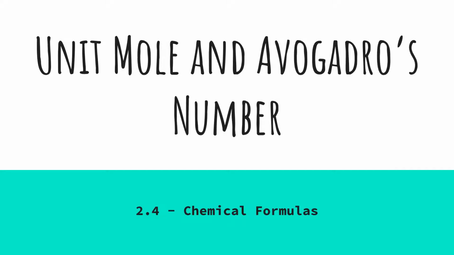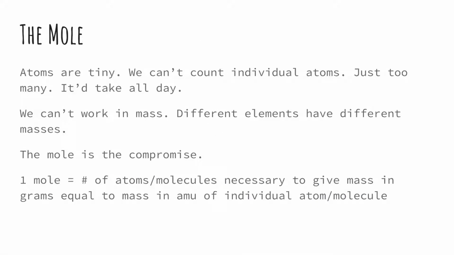Welcome back. Last time we talked about empirical formulas, but before we could figure out the empirical formula, we need to talk about the mole. So atoms are really, really tiny. We can't actually count individual atoms. There are too many. It would take all day. And we can't really work in mass, because the atoms of different elements have different masses.